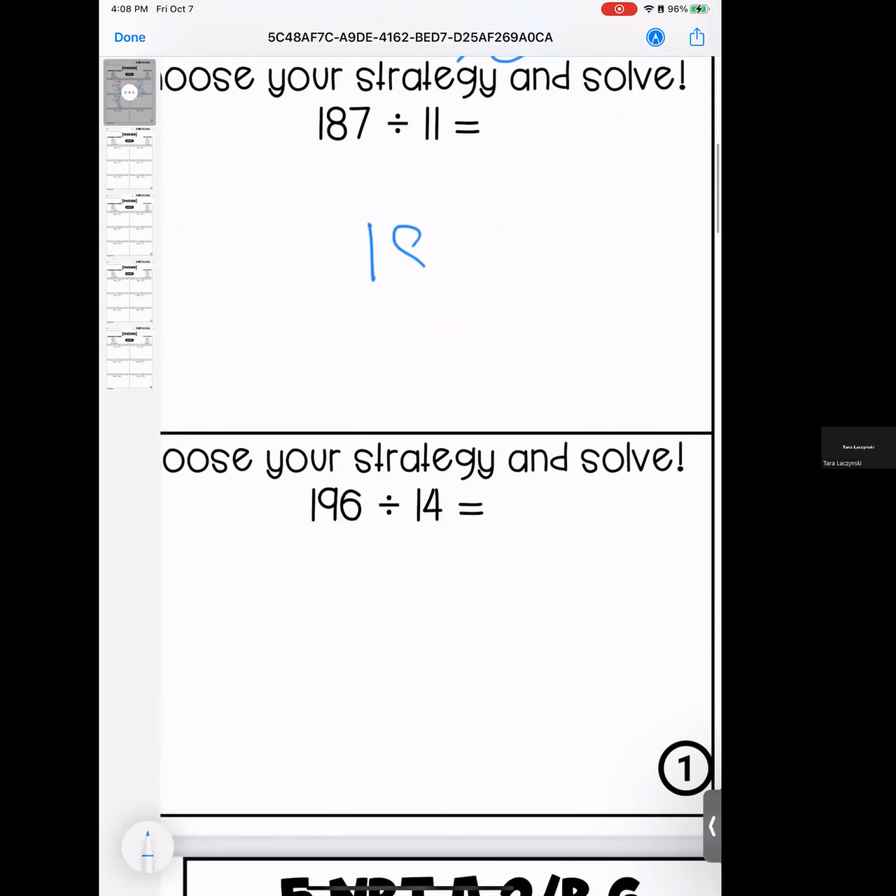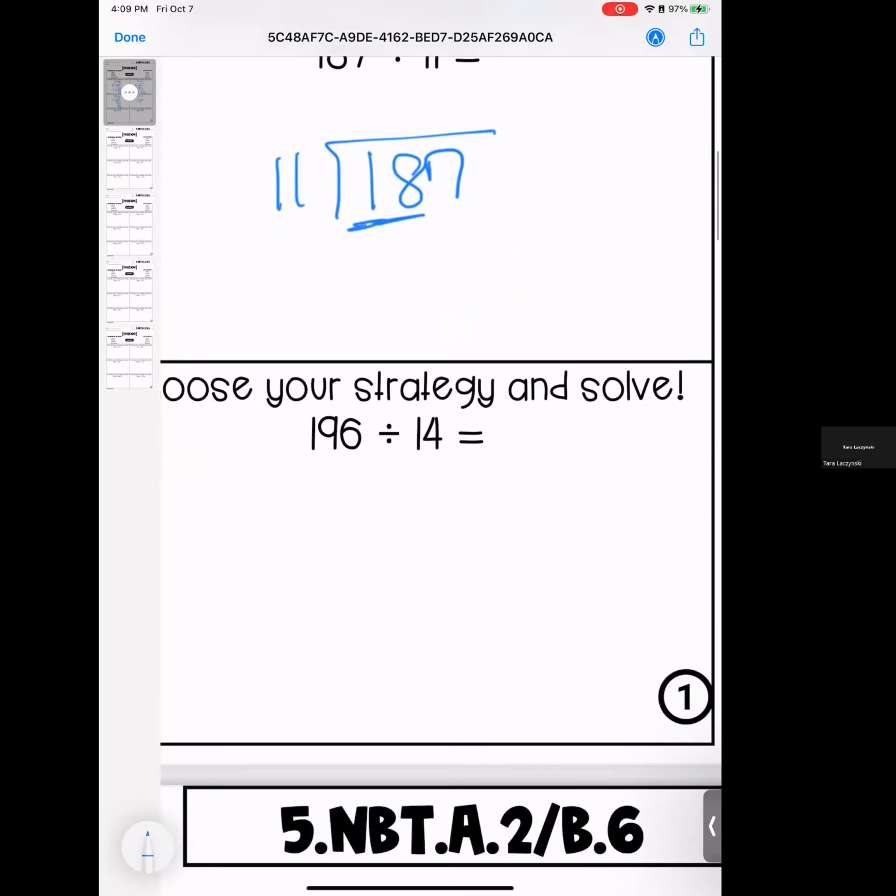Sliding over, 187 divided by 11. 11 does not divide into 1, but it does divide into 18. It goes in one time. 1 times 11 is 11. 18, take away 11 is 7. Bring down my 7. 11 goes into 77 7 times with no remainder. My answer is 17.